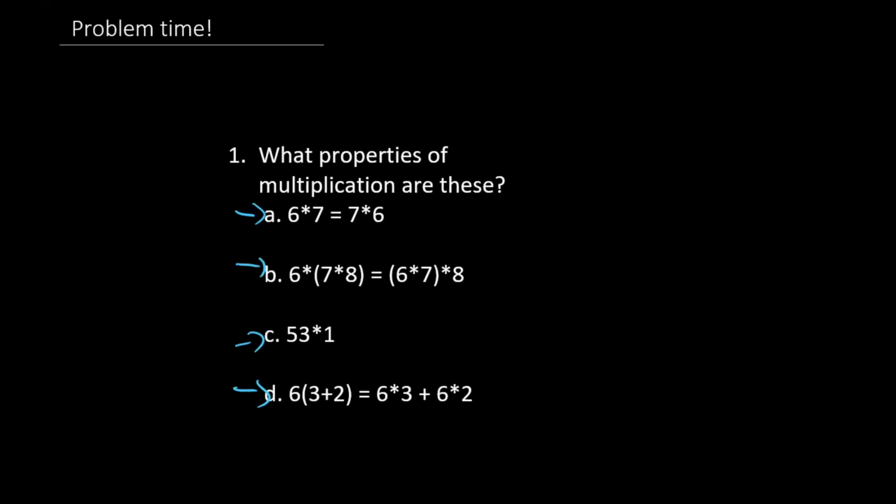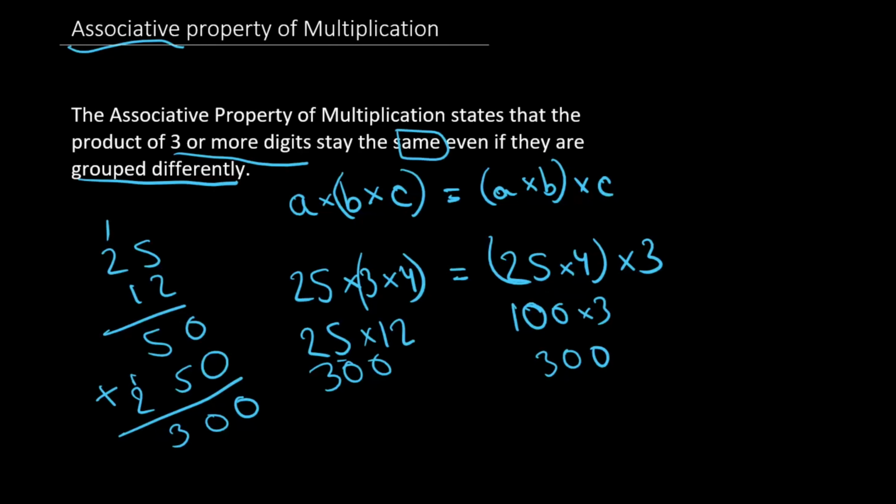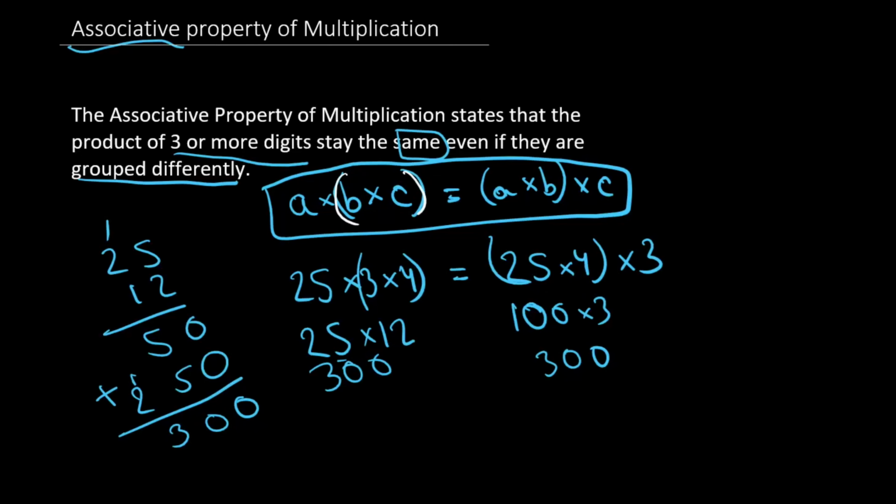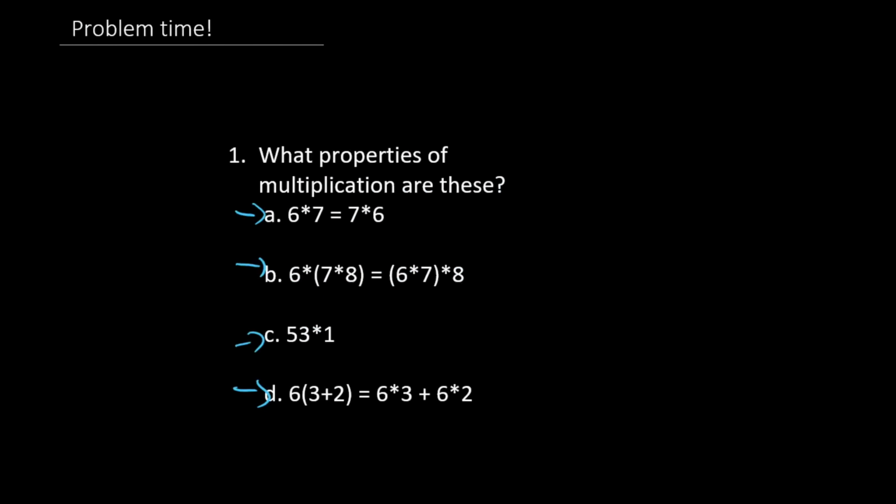Let's start off with reading the question. So it's asking, what properties of multiplication are these? So we have 4 different properties of multiplication and we have to find out which one each of them is. So 6 times 7 equals 7 times 6. So I don't remember actually. Let's go and look back. So what is the associative property? So it says that A times, in parentheses, B times C is the same thing as, in parentheses, A times B, outside parentheses, times C. Okay, so that is not our question because our question is 6 times 7 equals 7 times 6.